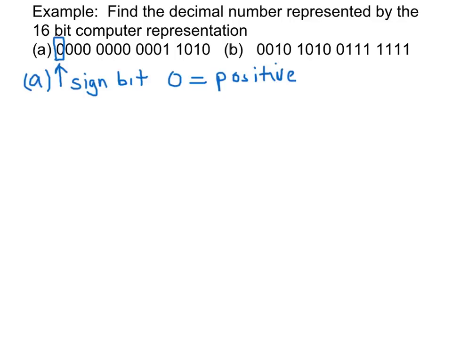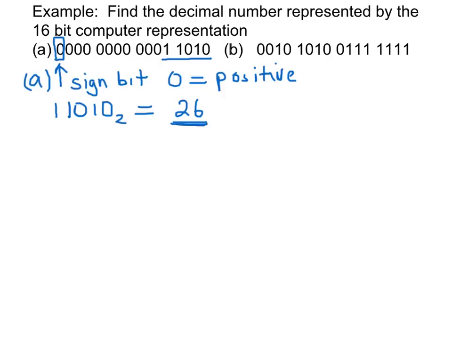Now, if it is a positive number, all we have to do is take the binary form of the number and convert it directly into decimal. So we take the binary part of the number, which is 11010, and we convert that directly to decimal using our calculator. The answer turns out to be 26. So this whole string of 16 bits is actually the computer representation of the decimal number 26.